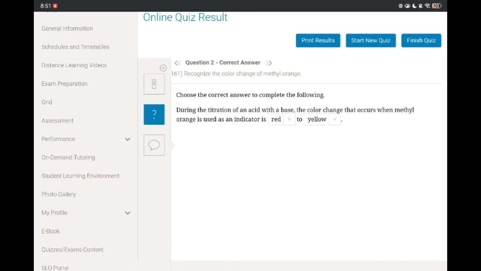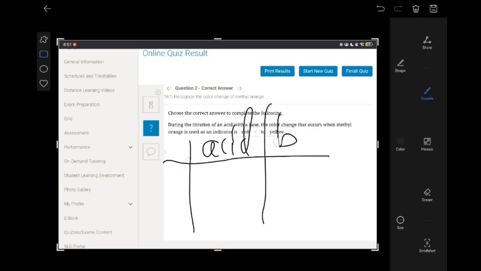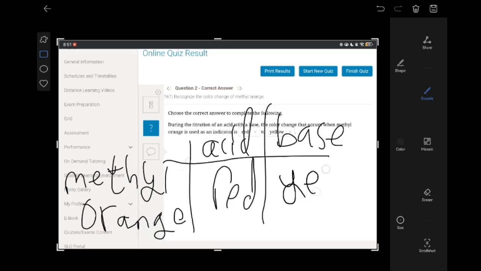So here they're asking, when you titrate an acid with a base, what's the color change that occurs when methyl orange is used? So methyl orange, the only thing you need to remember, I'll make a table for you. Here you have acid and you have base. Here we'll write methyl orange. Methyl orange in an acid is red and in a base is yellow.